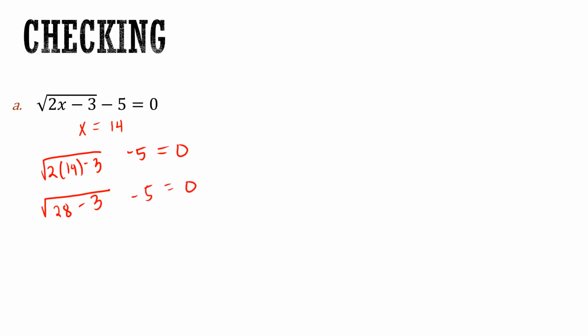Then let's subtract 3 from 28. So 28 minus 3 is 25, minus 5 equals 0. Now let's get the square root of 25. The square root of 25 is 5. Then subtract 5, equal to 0. So 5 minus 5 is 0. So we have 0 equals 0. Now, since they are equal, it satisfies the equation. So we can conclude that x equals 14 is a solution.